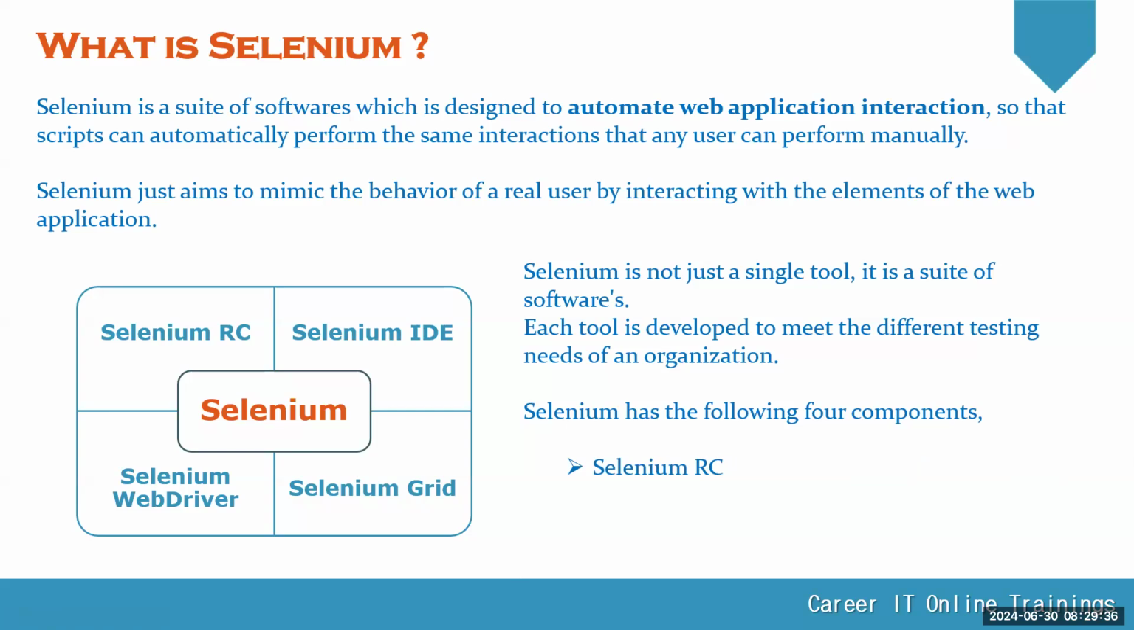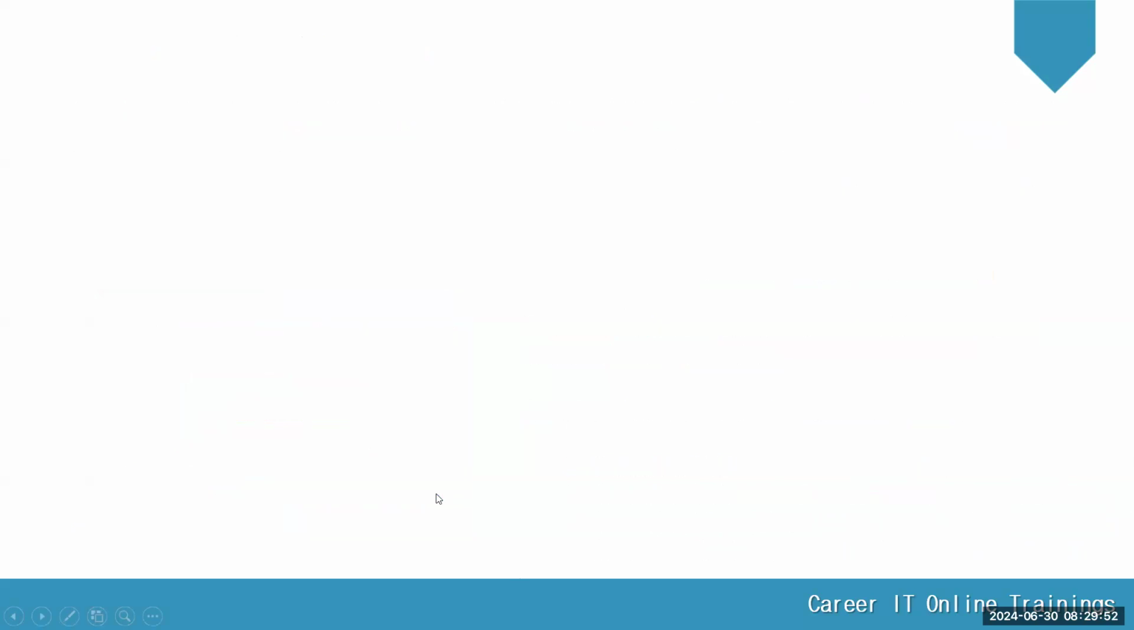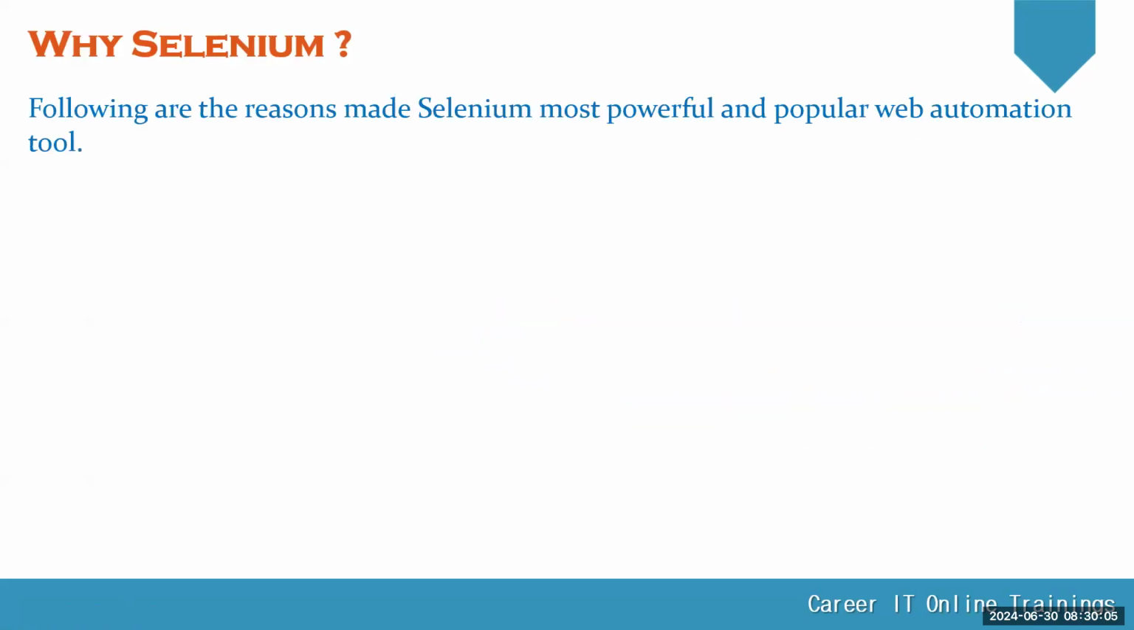Then Selenium WebDriver. Selenium WebDriver is the thing we are going to discuss as part of this course. By using Selenium WebDriver, we can communicate with the browser directly, then perform the actions as required. Then Selenium Grid is another version. We use Selenium Grid when we have to execute a test case on multiple platforms at a single time. As part of this course, we are going to discuss Selenium WebDriver.